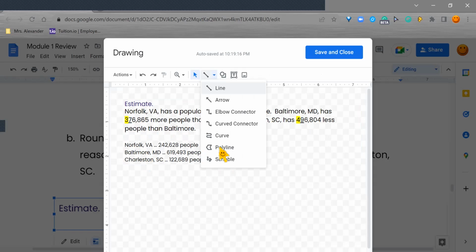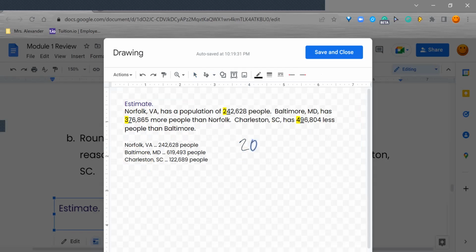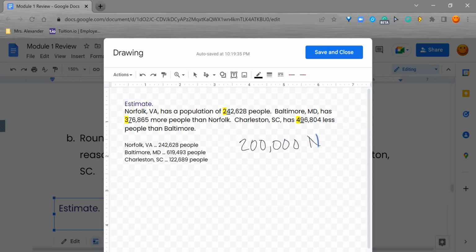So now I'm going to go to my scribble. We have 242,000. So knowing the 4 is telling the 2 to stay, we have 200,000 for Norfolk. But to get Baltimore, we have to figure out this one. 7, what is that 7 telling the 3? If you're saying raise the score, great job. So that becomes 400,000.